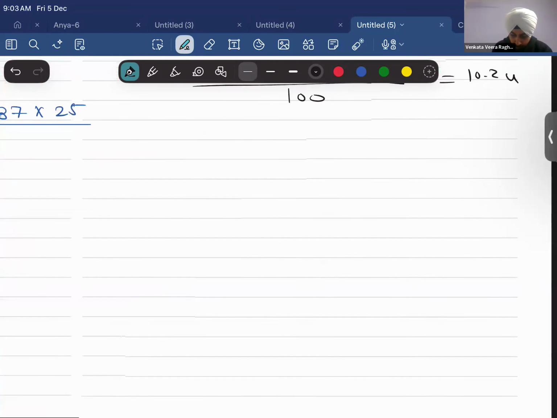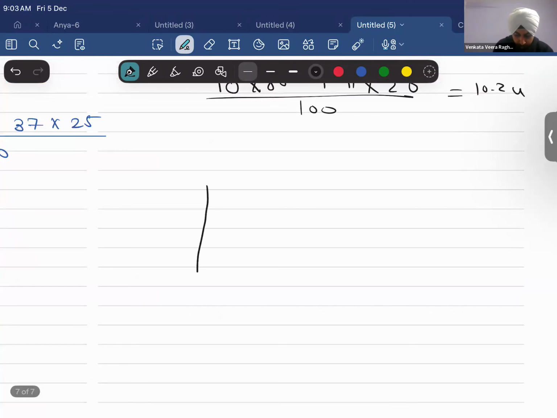Sir, is this the only way the mass spectra is given? No, there can be another type of mass spectra also. Just a second.